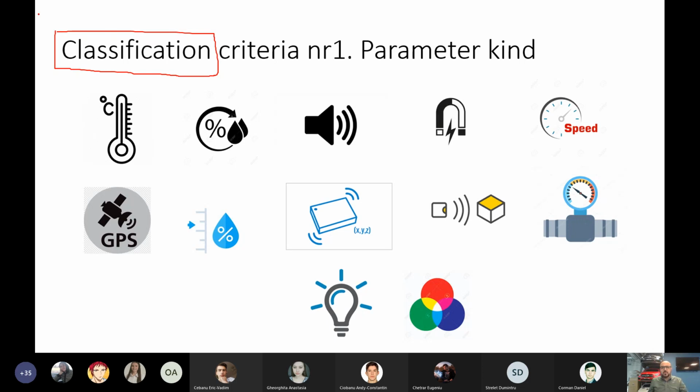Okay, so the first criterion that I would like to introduce is parameter type or parameter kind. What kind of parameters do we want to measure? In this case, we will have a big storage of components: temperature sensor, humidity, sound sensor, and so on. Why? Because it's very important: not every sensor can do anything. And in this case, we should see that.